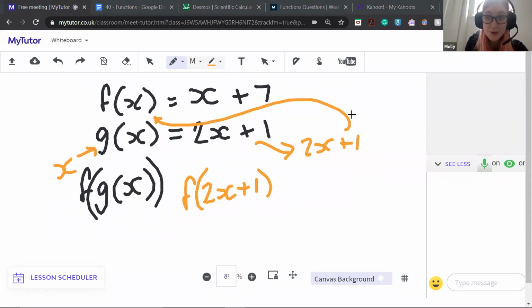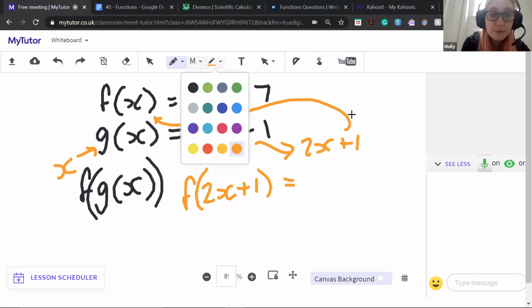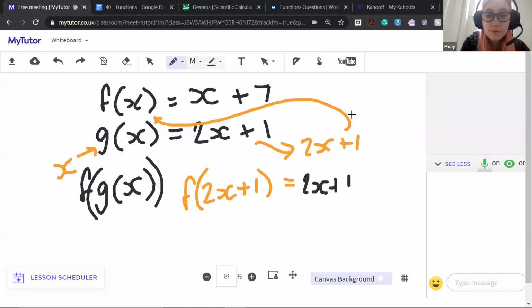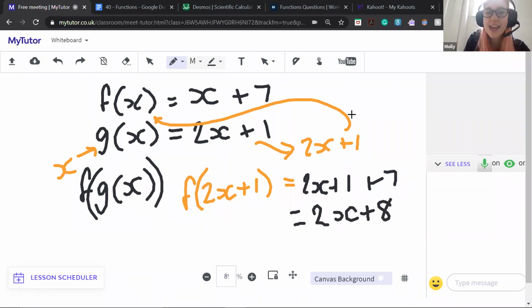So we pop 2x plus 1 in here. A couple of people have got it already, which is fantastic. Wherever we see an x in this f function, we replace it with our new thing, 2x plus 1. So this becomes 2x plus 1 plus 7, or what a couple of people have already said, 2x plus 8, which is fantastic. Loads of people getting that, which is brilliant.